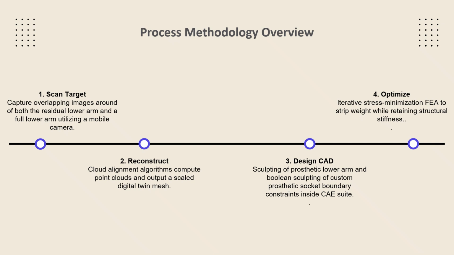Finally, in step 4, the raw CAD model is optimized by iterative weight minimization finite element analysis to remove unneeded material weight while preserving absolute structural stiffness. Let us examine more how we perform each stage in the next slides.